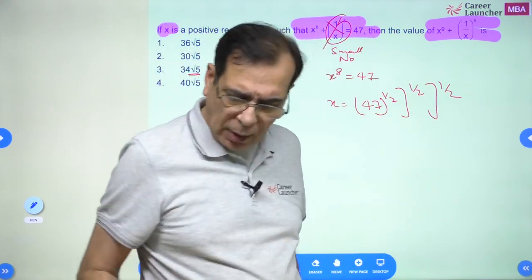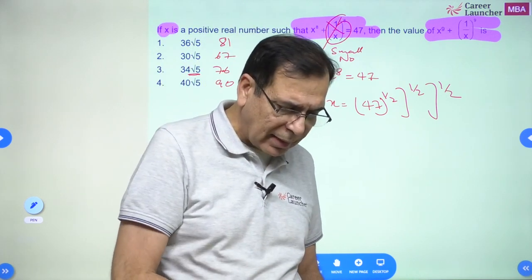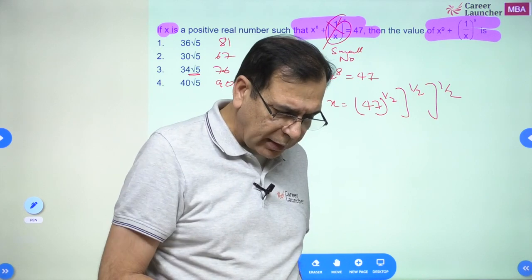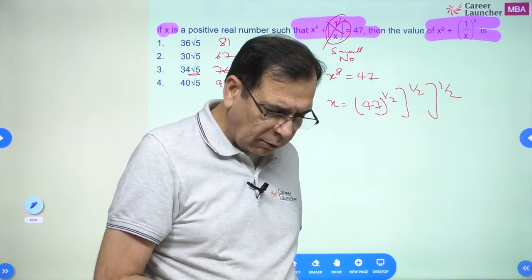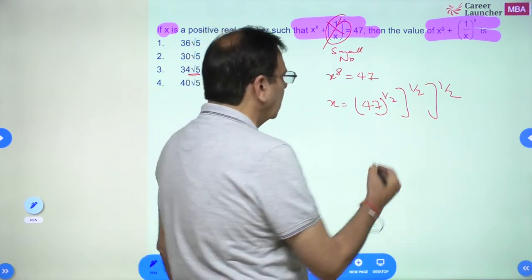I opened the calculator. I'll use the calculator because in CAT also I did exactly this. So the square root of 47 is 6.85. The square root of 6.85 is 2.61. The square root of 2.61 is 1.618.